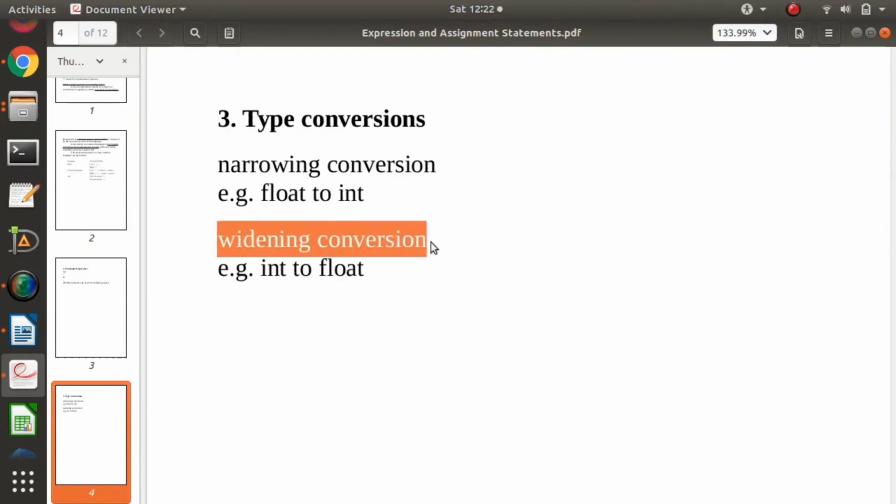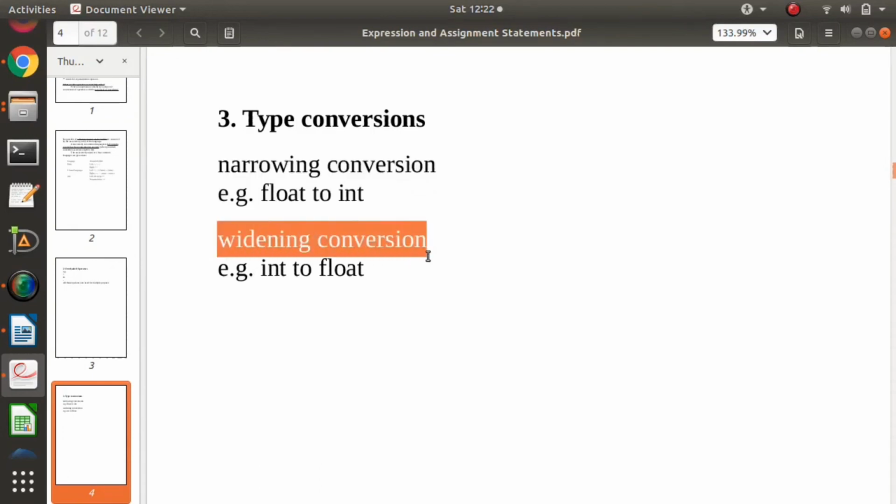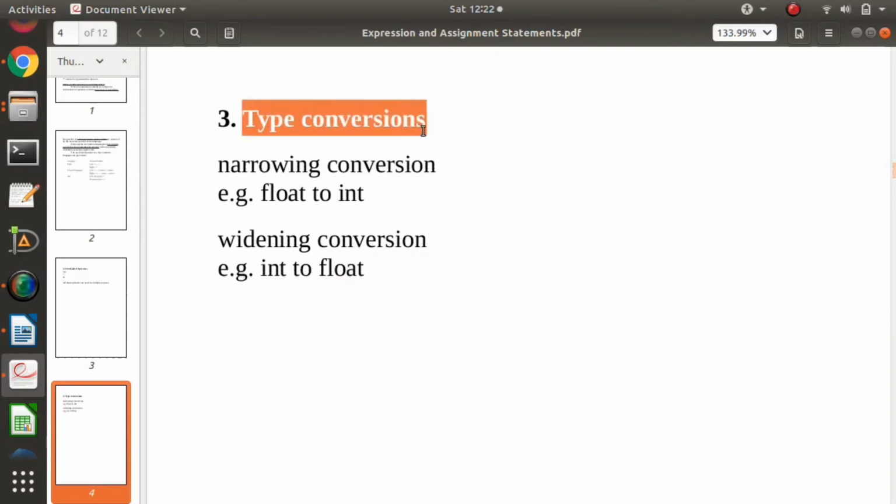And the advantage of widening conversion is there is no loss of value. In narrowing conversion there is a loss of value, that example we have seen, but there is no loss of any value in widening conversion. Because the source has a smaller memory and the destination type has a higher memory, there is no loss of value in widening conversion. So in this way, type conversion is converting one type to another type, and there are two types: one is narrowing conversion and another is widening conversion.